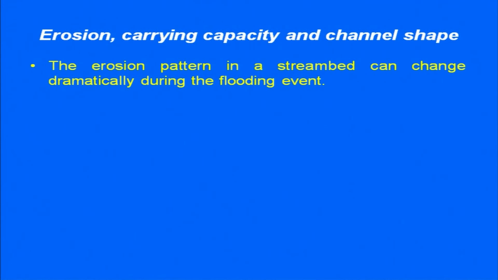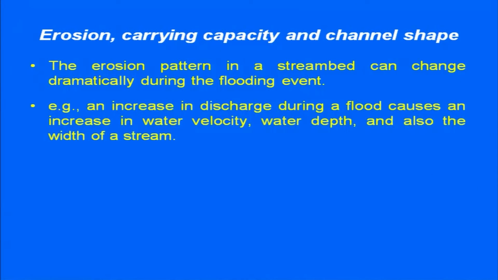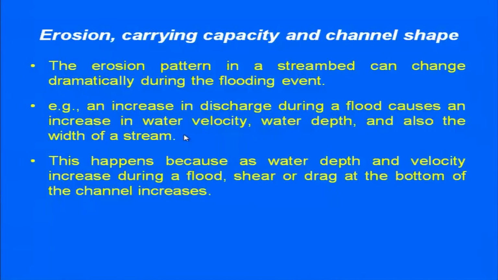So, the erosion pattern in a stream bed can change dramatically during a flooding event. For example, an increase in discharge during a flood causes an increase in water velocity, water depth, and also the width of the stream or channel. If your discharge increases, that means you have more water. So, velocity is higher, water depth will increase, and the width of the channel will also increase. So, you experience widening of the channel, and the erosion will be higher.